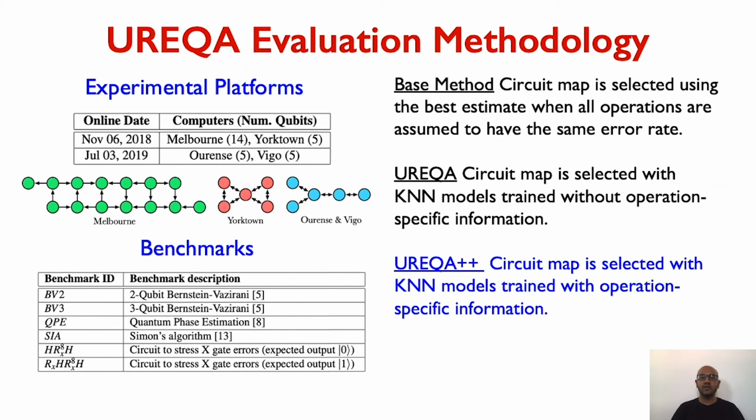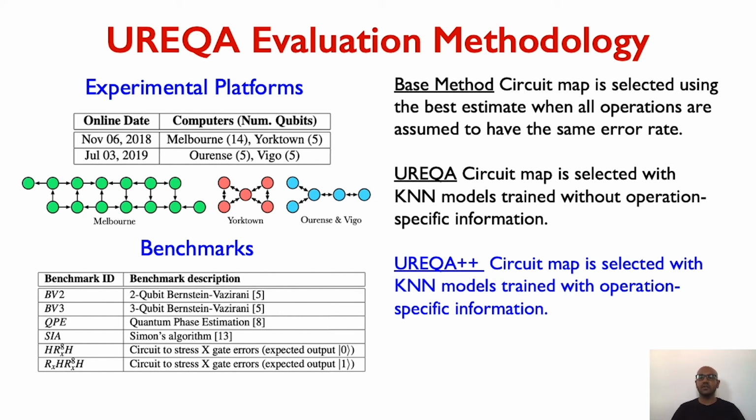UREQA is evaluated on 4 different quantum computers available on the IBM cloud. These quantum computers have different layouts as shown here, and they also have different number of qubits. In terms of the benchmarks, we look at 6 representative benchmarks, including the Bernstein-Vazirani benchmark, quantum phase estimation, and Simon's algorithm. And UREQA is also evaluated against 2 different techniques.